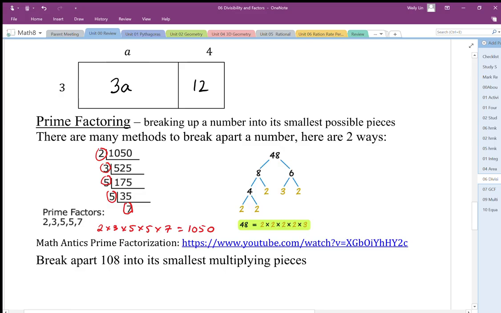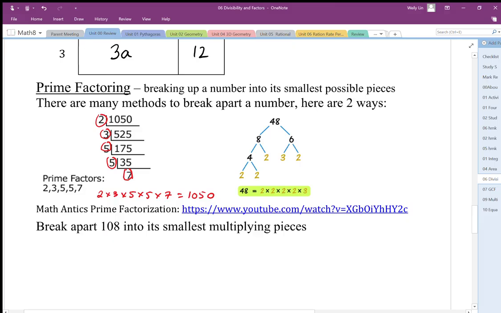So prime factors are not factor pairs, but when we break up the multipliers into the smallest multiplication pieces, we can combine them all back together with just times. Again, make sure you understand that there's no plus involved when we talk about factoring. You can watch this video that talks about prime factoring as well. So it's a good video to watch.